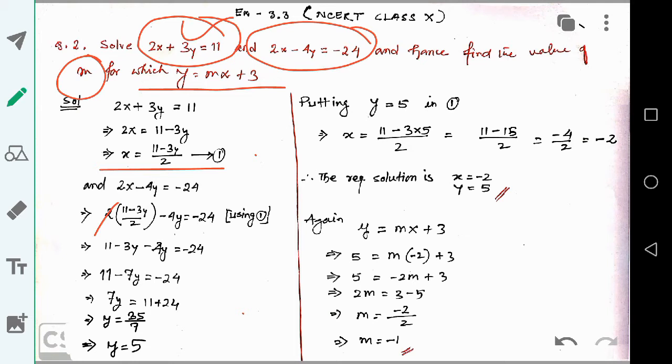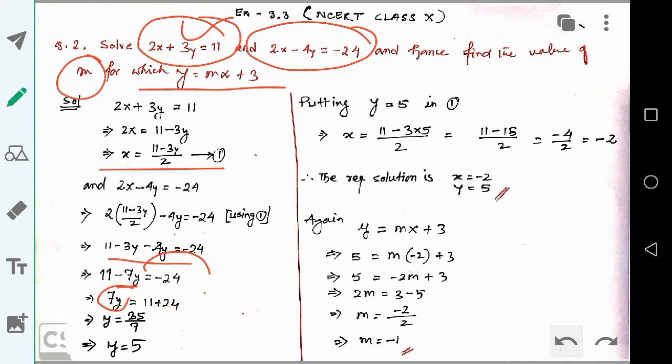Now these two cancel, and then we have obtained this relation, and from here -3y - 4y gives -7y, and this -7y is transferred to the other side, which becomes +7y, and -24 is transferred to this side and gives 11 + 24. Then here you see 11 + 24 is 35, and there is 7y, that's why y = 35/7, which gives 5.